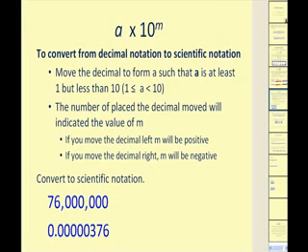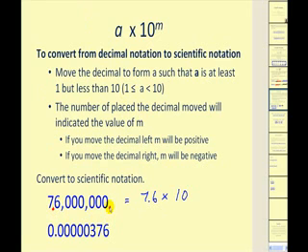So the first step is determine where the decimal should be so that a is at least 1 but less than 10, and that would be here. So far we know that in scientific notation this will be 7.6 times some power of 10. The question is, how many places did we move it to get it here?